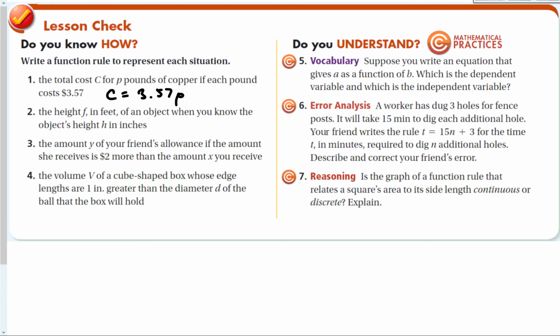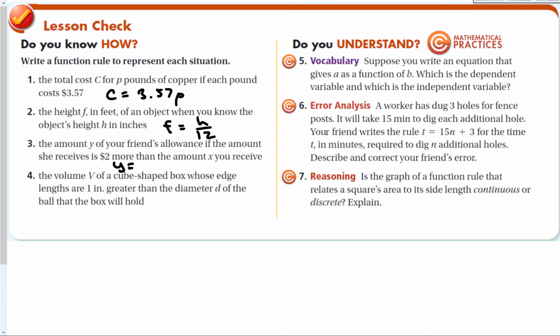Height, F in feet of an object when you know the object's height in inches. For this, inches to feet, there's 12 inches in 1 foot. So the feet is going to be the height divided by 12. Okay. So the amount of your friend's allowance, if the amount she receives is 2 more than the amount X you receive. So her allowance is going to be yours plus $2.